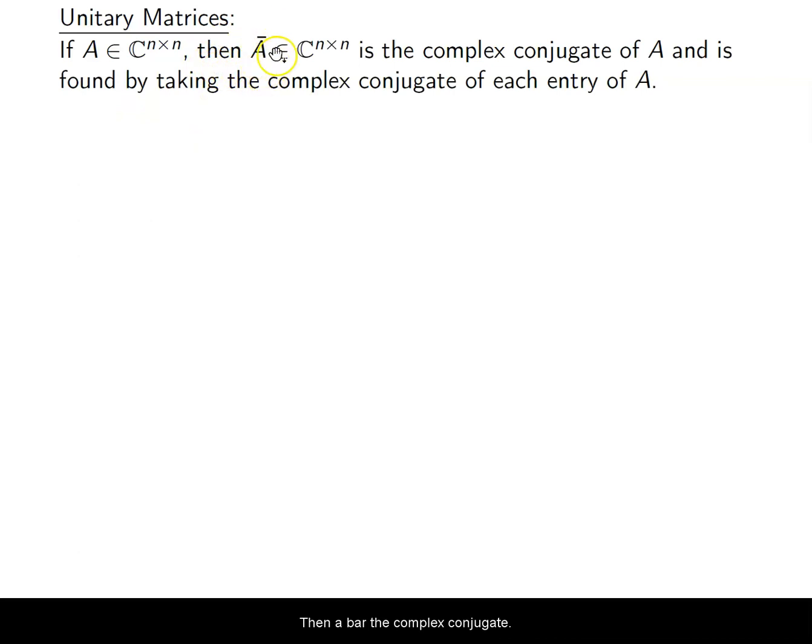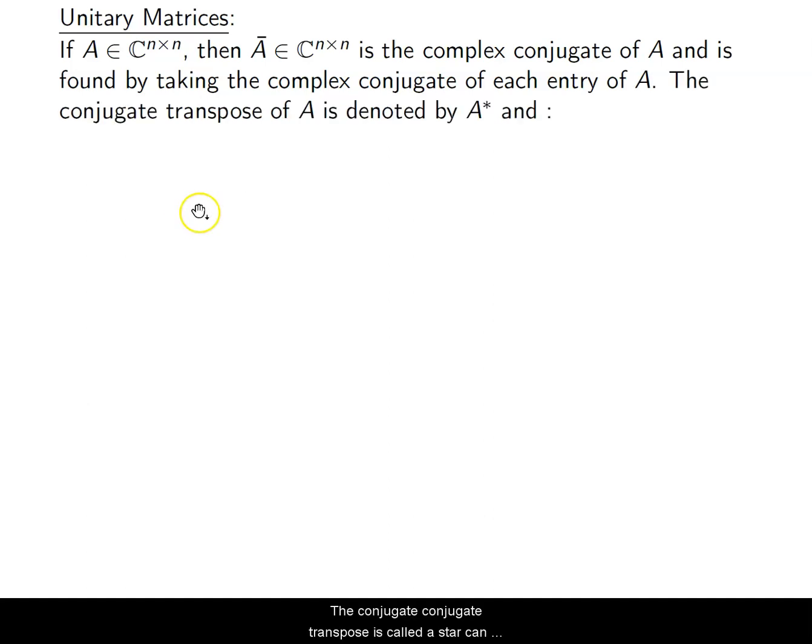Our definition is that if A is a square n by n matrix with possibly complex entries, then A bar, the complex conjugate of A, is found by taking the complex conjugate of each entry of A. Again, the complex conjugate of a matrix is you just conjugating all of the imaginary complex elements inside of that matrix. The conjugate transpose is called A star. This is a very important matrix. We're going to talk about it a lot in this section.